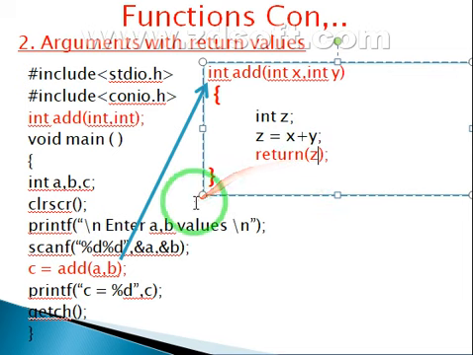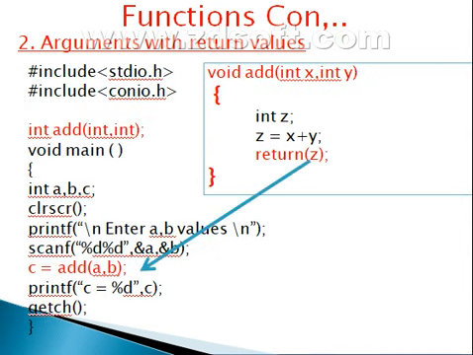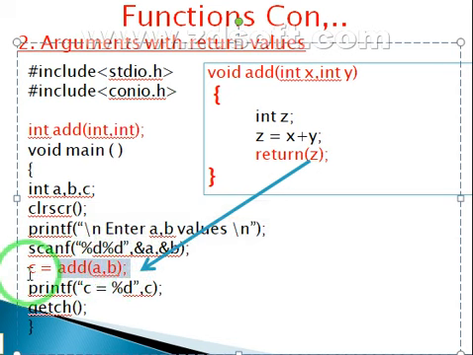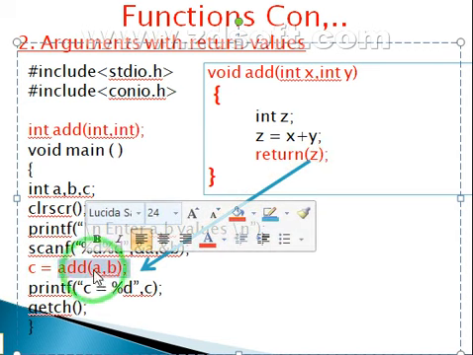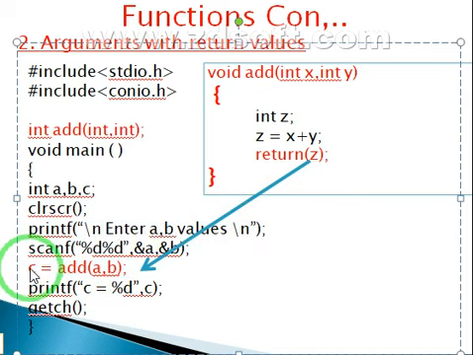The 8 should be returned back to the same function call. We already called the function c equal to add(a, b), so 8 is returned back to here, and that is assigned to c. Then printf c equal to %d, c, we are printing the value available in the c memory location. So this is called the function with argument passing and with return value.